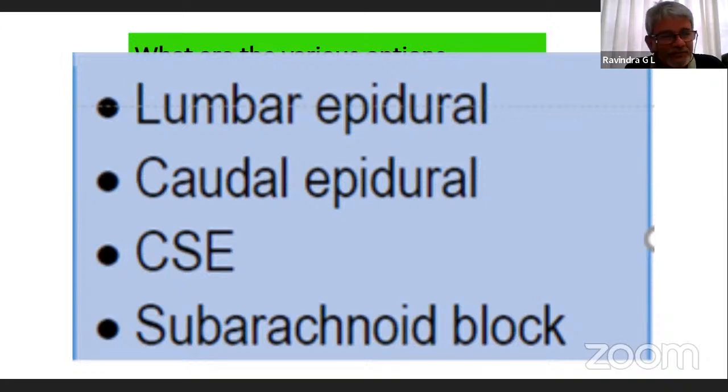So what is the Lamaze method of labor pain? Yeah, the Lamaze technique is, Lamaze, you know, he introduced it. I think I mentioned it at one level.